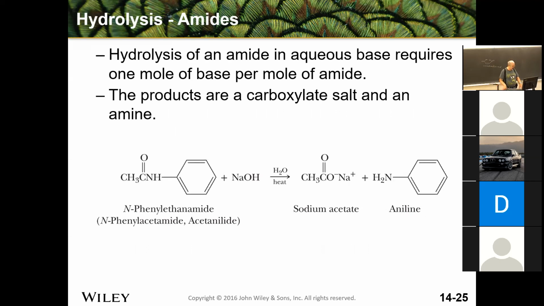Okay, in basic solution, hydrolysis of an amide requires 1 mole of base per mole of amide. The products are a carboxylate salt and an amine.